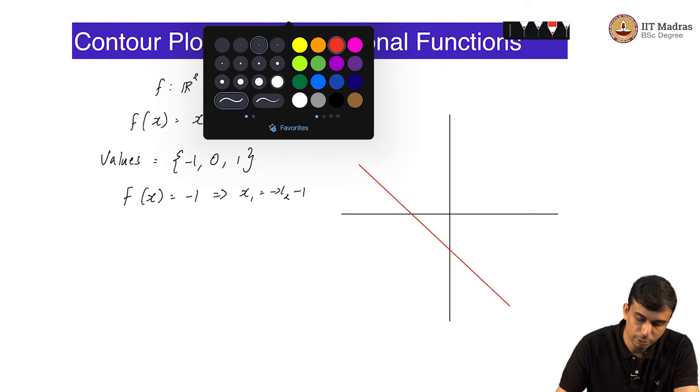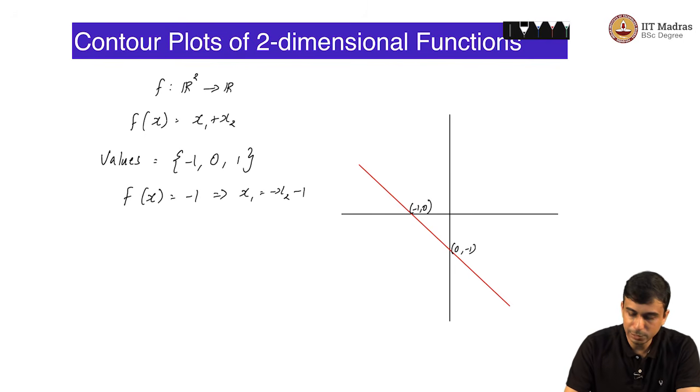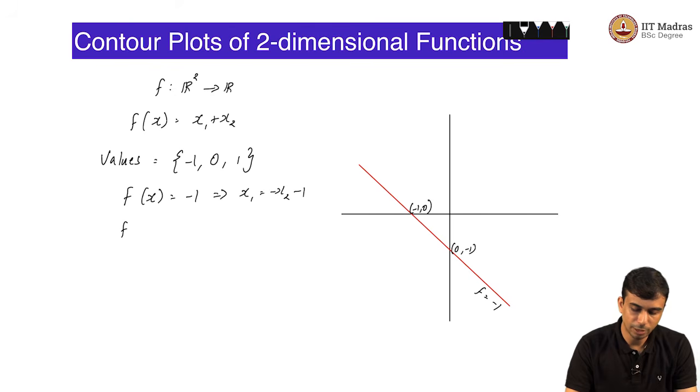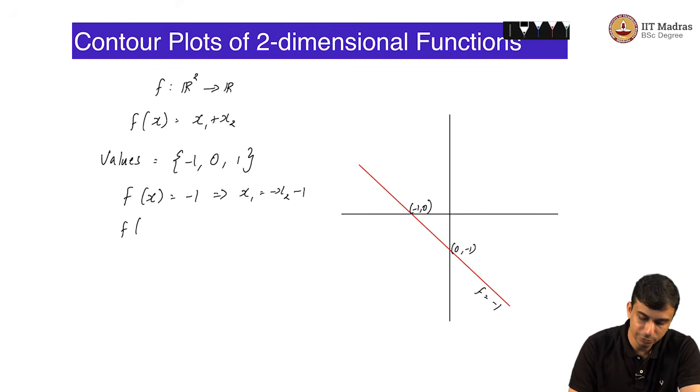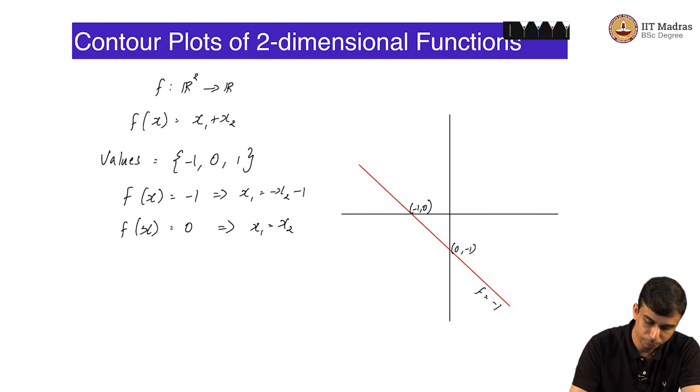In particular, it would pass through the points given by (0, -1) and (-1, 0). Let us label this particular red line by the contour f is equal to -1. Similarly, you can do that for other values in the value set, which is f of x is equal to 0, which implies x1 is equal to minus x2.